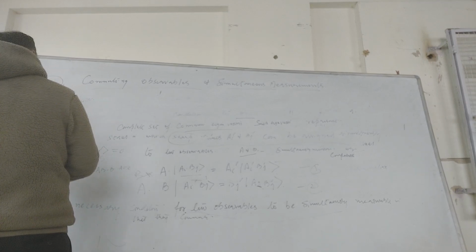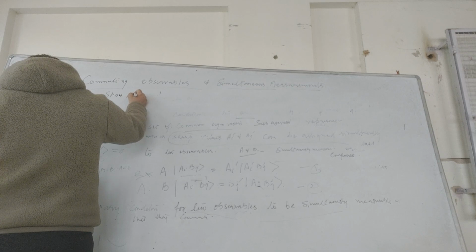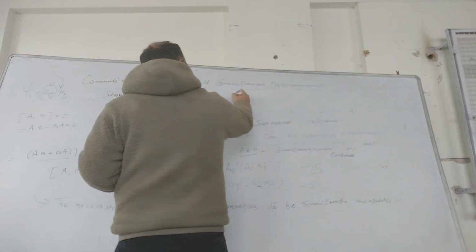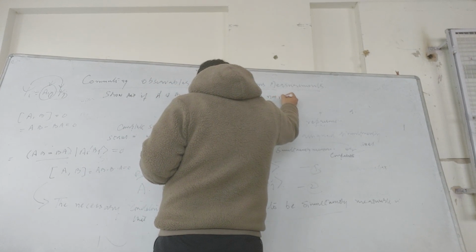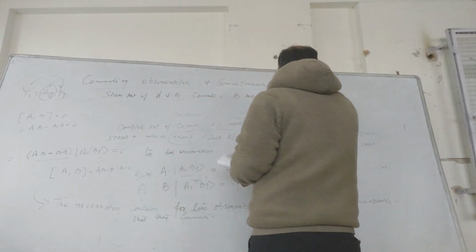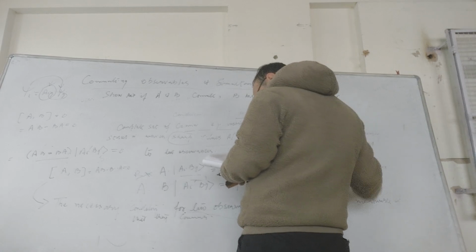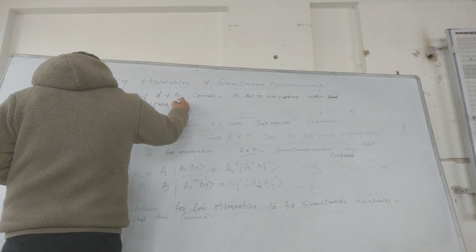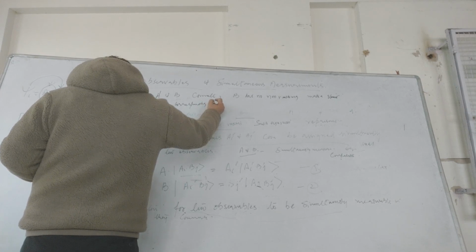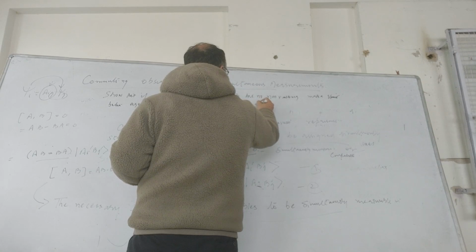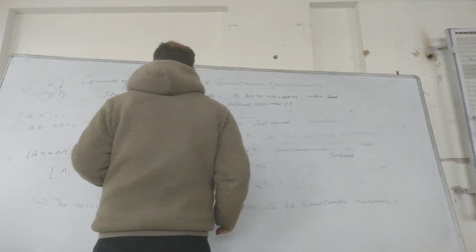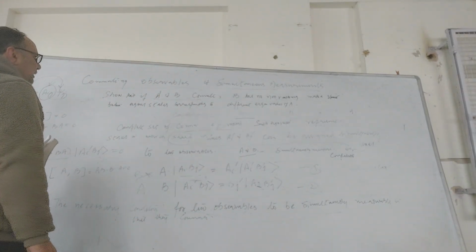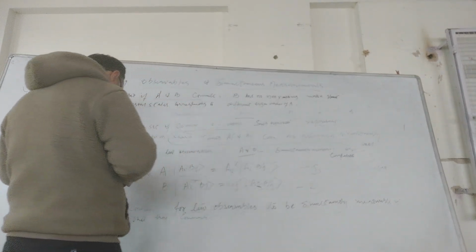Now the question is: show that if A and B commute, B has no non-vanishing matrix element between eigenstates corresponding to different eigenvalues of A. So if A and B commute, चलो ठीक है, B has no non-vanishing matrix element between eigenstates corresponding to different eigenvalues. Okay, so this is the statement. So we have to show it.